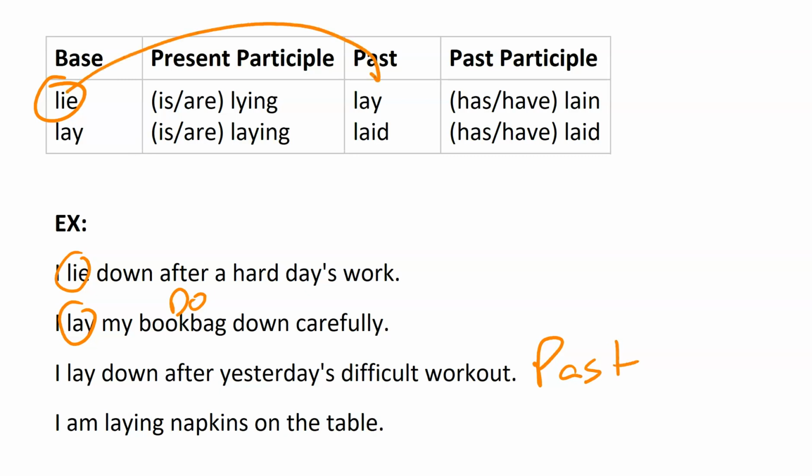So this lay right here, there is no object here, so it must be the verb to lie. And the form for the past is lay. So we have to be careful there because, of course, they look exactly the same as the base form of the verb to lay. And then, I am laying napkins on the table. I'm laying what? Laying napkins. Well, that's a direct object. And so therefore, this is the present participle form of the word lay.